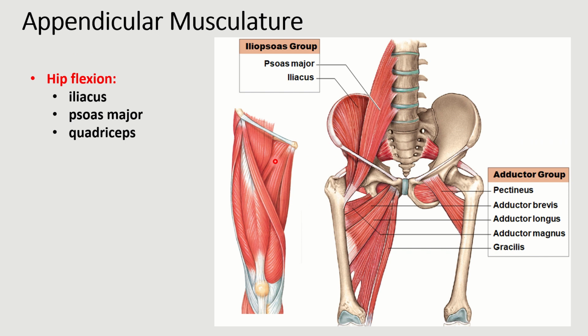Hip flexion. So you see iliacus and psoas major. So both of them are together. That's called iliopsoas muscle. This is one muscle, and then is the quadriceps muscle, which is the rectus femoris, and the 3 vastus muscles. So vastus medialis, vastus lateralis, and vastus intermedius, which is behind the rectus femoris muscle.